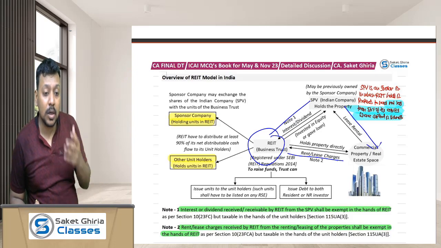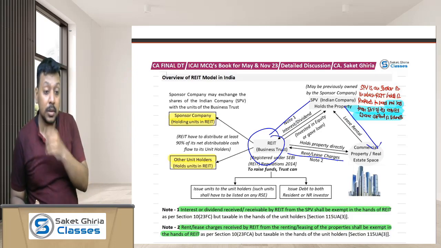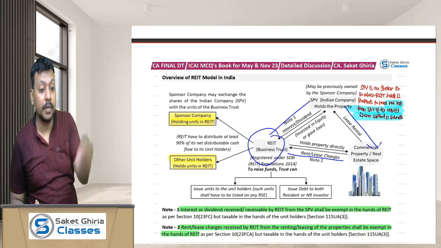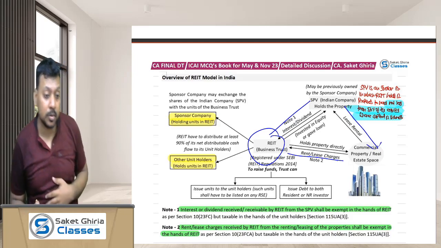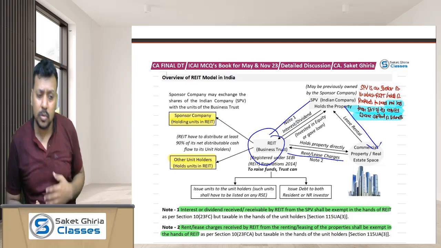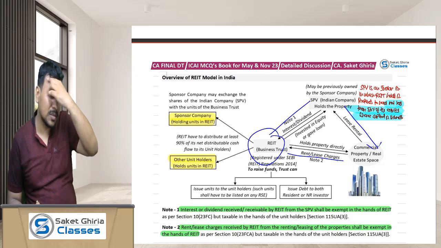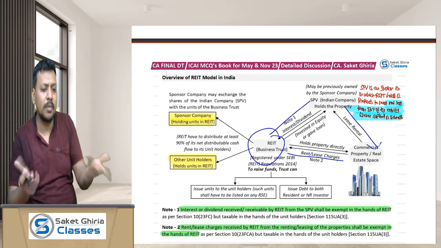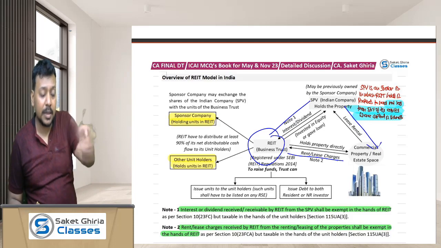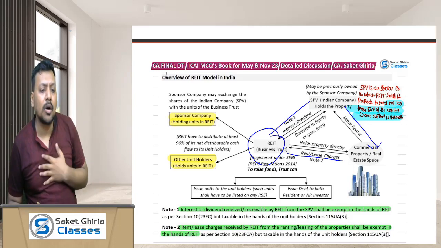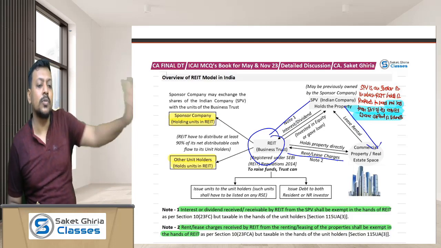Dear, then from where is the government going to get the tax revenue? There should be some avenue from where the tax revenue should also come. Are you guys getting it? So it is exempt in the hands of REIT, but it is taxable in the hands of unit holders. But sir, what is the benefit? What is the overall benefit? Ultimately, tax is being charged by the government, not from the REIT, but from the unit holders of the REIT.